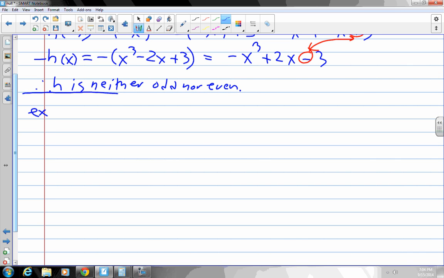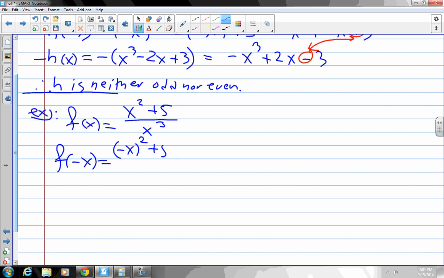Another example. How about f of x equals x squared plus 5 over x cubed? So in order for me to test whether this function is odd, even, or neither, where do I start? Right, I need to compute f of negative x. So that becomes negative x squared plus 5 over negative x cubed.